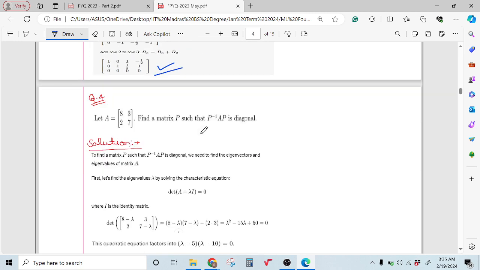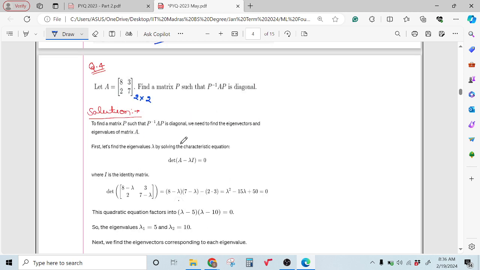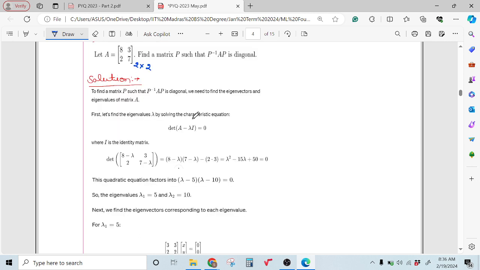The next problem is: let A be a 2 cross 2 matrix, and find a matrix P such that P inverse AP is diagonal. So we have to find the matrix P such that P inverse AP is diagonal. To do this, we need to first find the eigenvectors and eigenvalues of the matrix. So first we will find the eigenvalues, then we will calculate the eigenvectors.